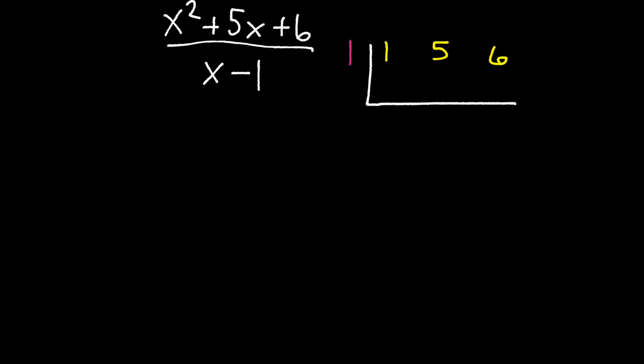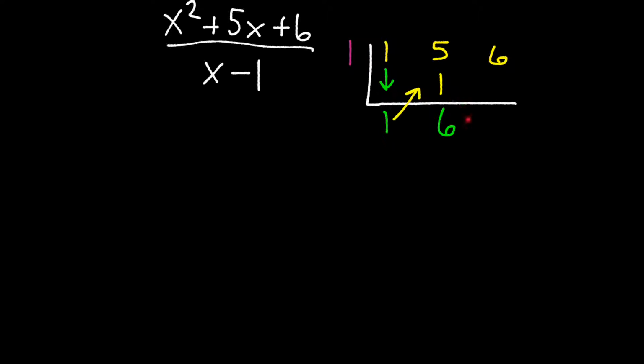Now for the synthetic division. We start off by just dropping down the first number. Whatever it is, we drop it down. Now, we take the first number and we multiply it by the number on the outside. 1 times 1 is 1. So we bring it up here as this, and then we add them together. So what's 5 plus 1? It's 6.